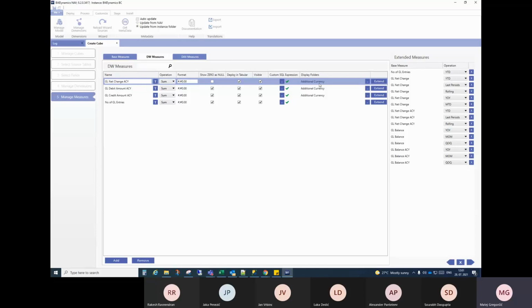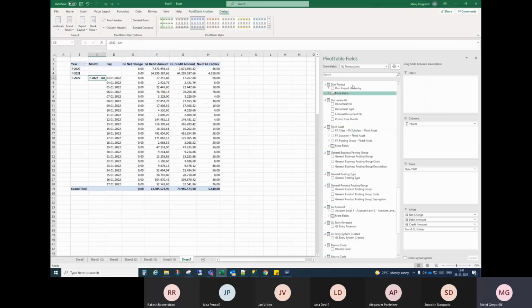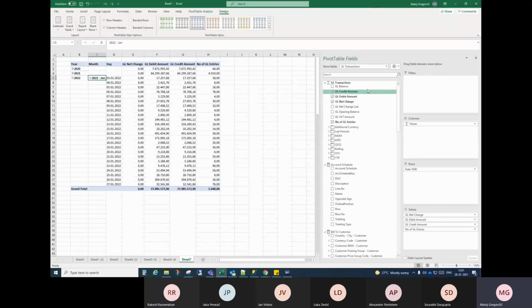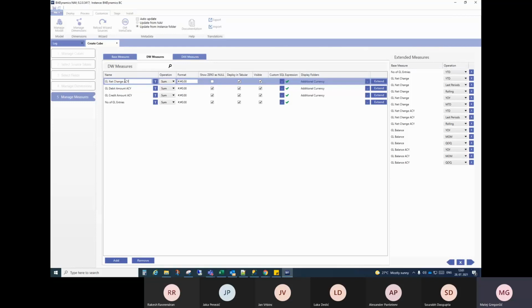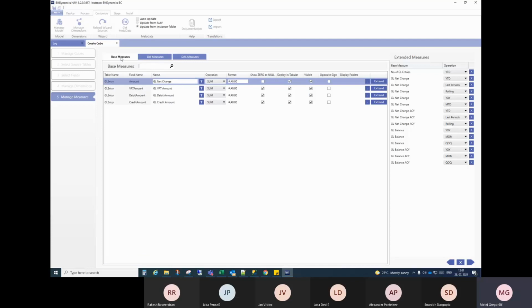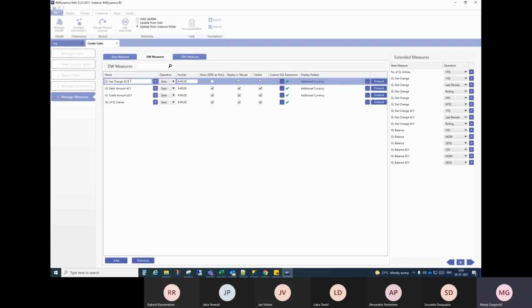Then we have display folders. We haven't talked about this before, so let me show you what display folders are. Again, we're in GL transactions, and of course we have all the measures here, but sometimes we have measures that are somehow different. A good example of this would be measures in additional currency. So this is GL net change in additional currency, which is a different currency than the base measure, GL net change. That's why we'd like to put it into the display folder, additional currency.